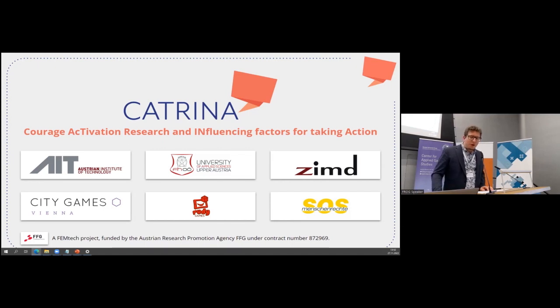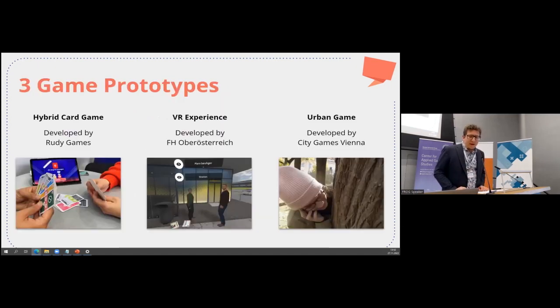But what did we do in the project? We created 3 game prototypes to basically have people play through moral courage situations. We developed a hybrid card game, meaning a card game combined with an app. We developed the VR experience, which was done by us, the University of Applied Sciences of Austria, and this is mainly the application I will be talking about. And we also developed an urban game by City Games Vienna. So we had 3 totally different approaches in terms of abstraction, complexity and detail. It was really interesting to see those 3 things evolve.